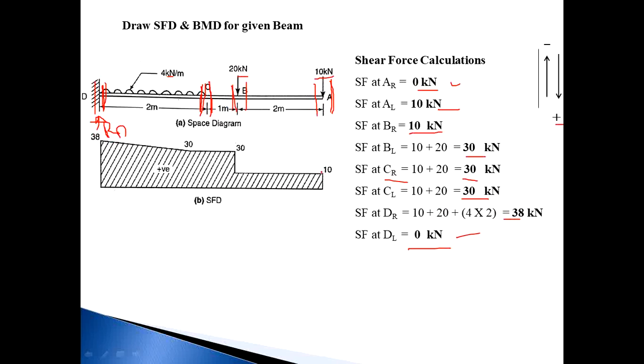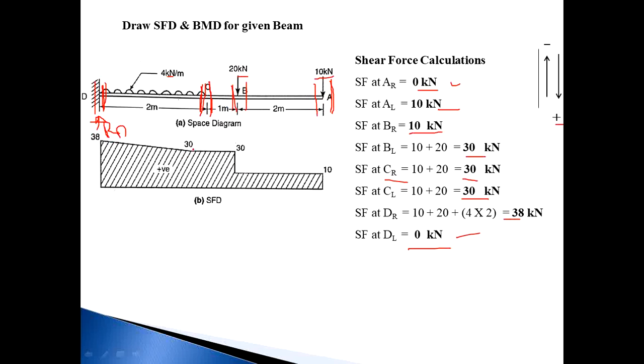Means 0 at AL, 10 at AR, 10 at BL, 30 at BR, then CL and CR 30, and 38 at CR and DR, 38 and DL 0. So in between A to B there is no load in the span, so it should be horizontal. At point A there is a vertical load, so it changes vertically. At point B there is a vertical point load, so it changes vertically.